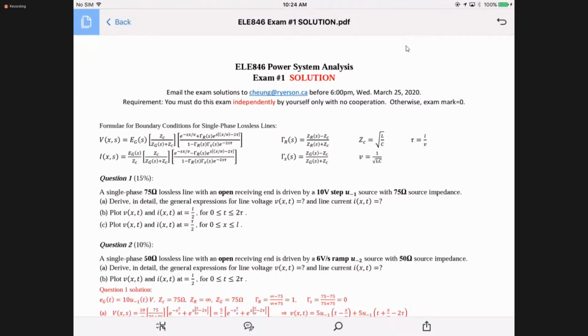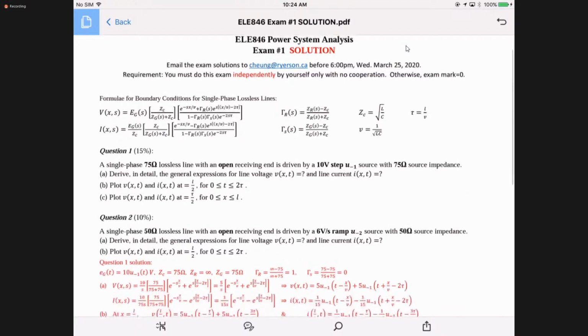Okay, let's continue, similar to question number 2. I use last year's exam to illustrate. And the formula will not be given because it's open book.